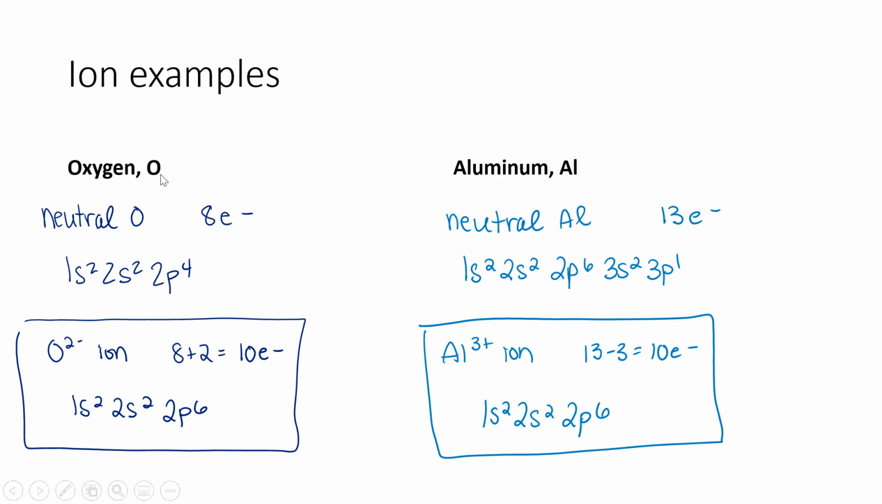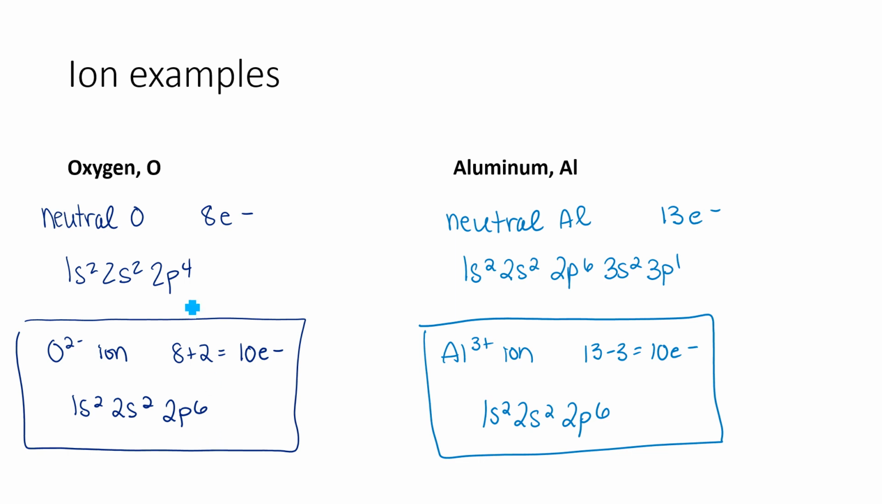So here's an example of an anion and a cation. Oxygen normally in its neutral form has 8 electrons. It looks like this. When it forms the 2- ion, it gains 2 electrons. Now it has 10, so here's its new electron configuration. Notice how it added 2 electrons to its valence shell. Aluminum, neutral aluminum, has 13 electrons. When it forms a positive ion, it loses electrons. So in this case, it loses 3 electrons. So now it also has 10 electrons. And notice how the electron configuration here is actually the same as that of oxygen.